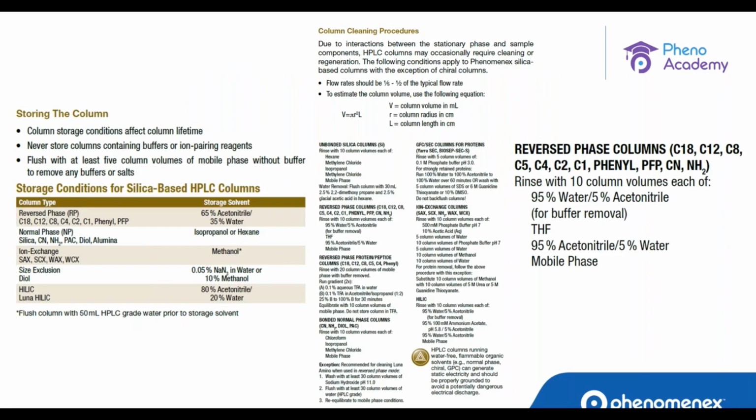If we want to look at what column shipping solvent a Phenomenex column uses, we can always check our Phenomenex catalog. At the back of the catalog, you will find this table. The table on the left is the column shipping solvent of Phenomenex columns, and in the middle is the column regeneration method I'm showing for different types of Phenomenex columns as well.